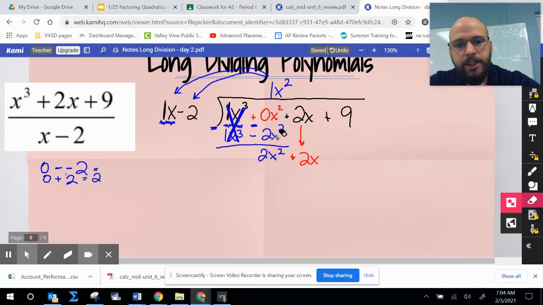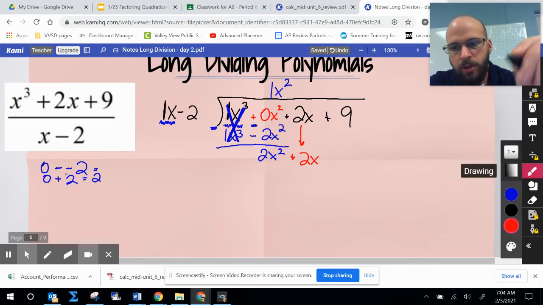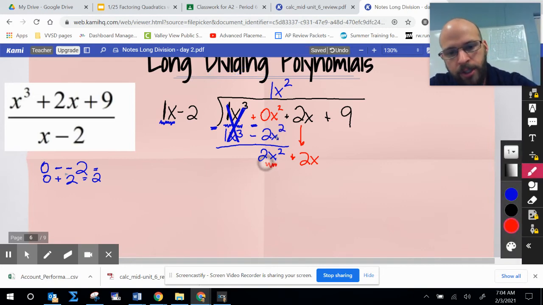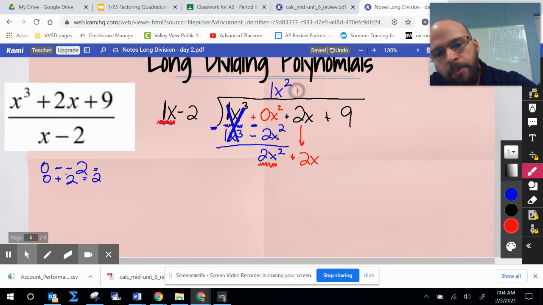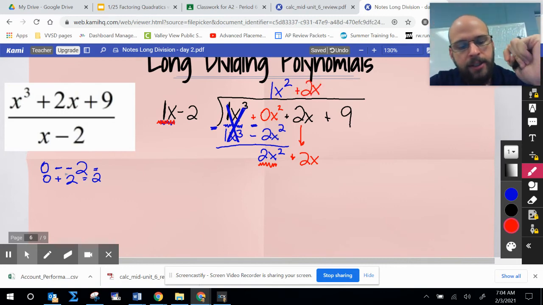So let's erase these arrows. Let's do it all again. My eyes are drawn to this 2x squared and 1x. So what do I have to multiply 1x by in order to get a 2x squared? Well, I have to multiply it by 2, that's for sure. And I believe an x, because it already has 1.